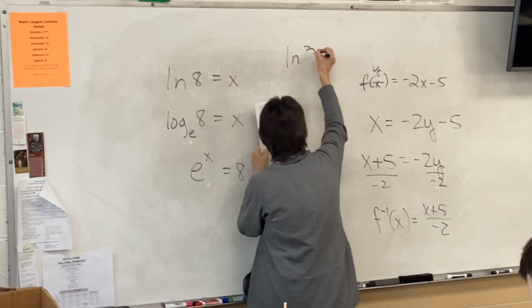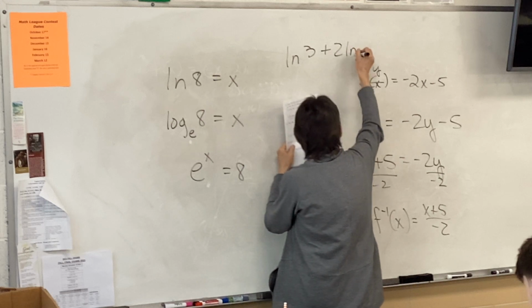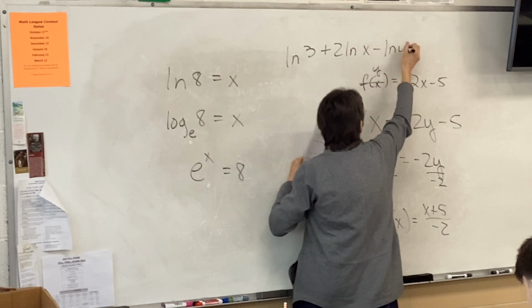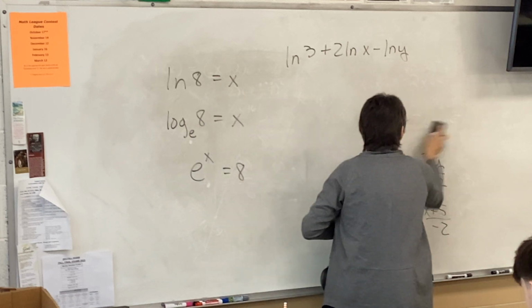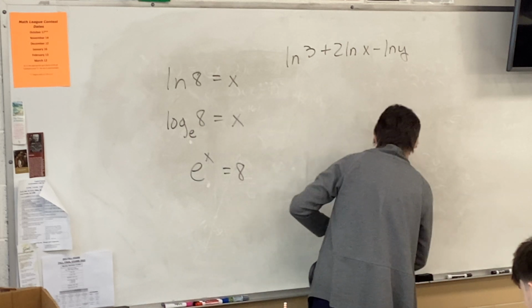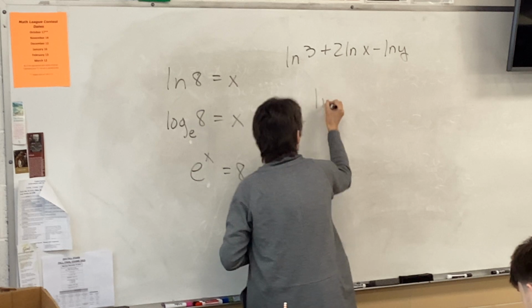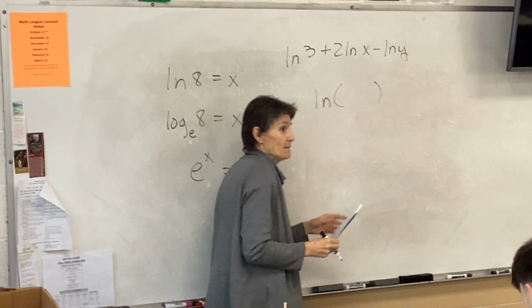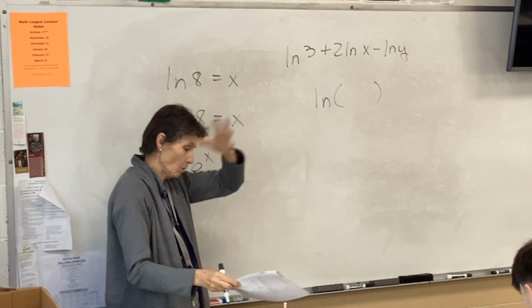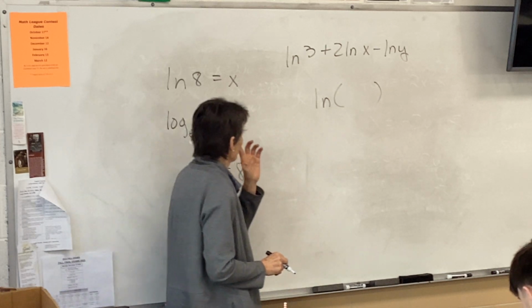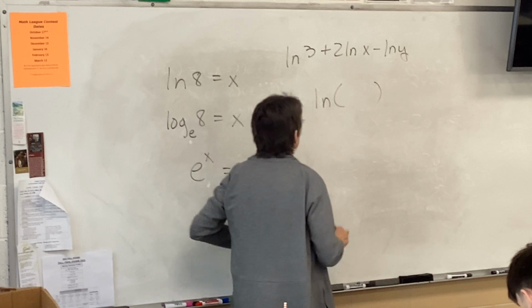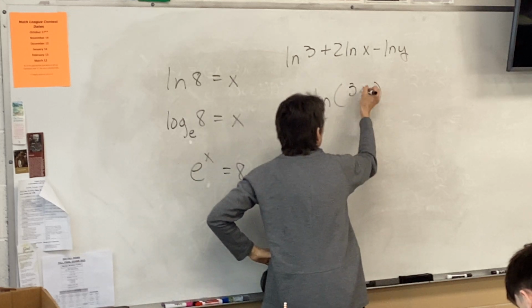We did this yesterday, right, as a single logarithm. In fact, this looks exactly like the one we did yesterday. We've got to write this as a single logarithm. So we need to put the whole thing together in one parentheses. So tell me, would it be 3x squared over y?